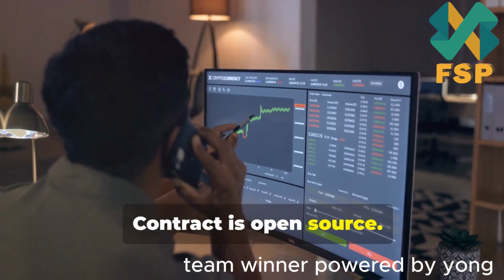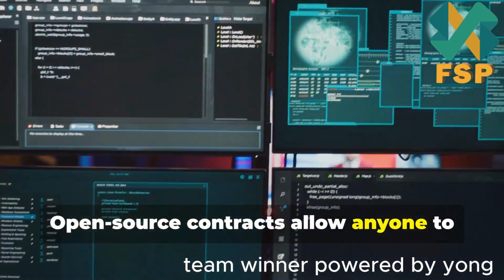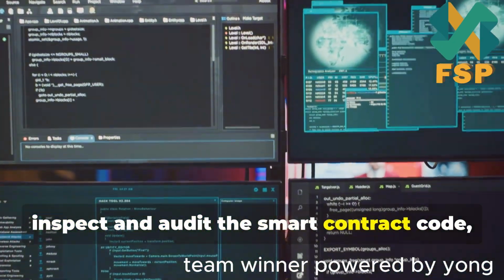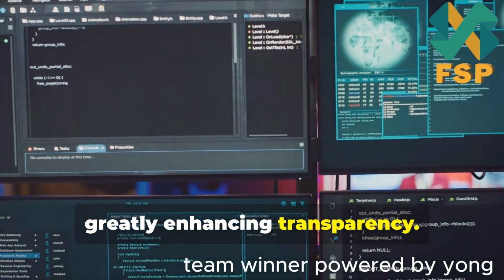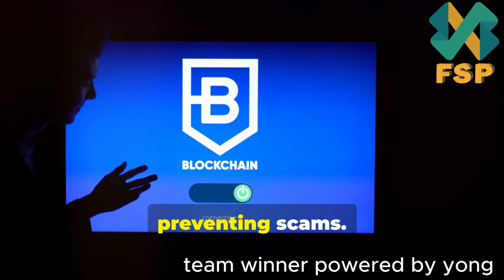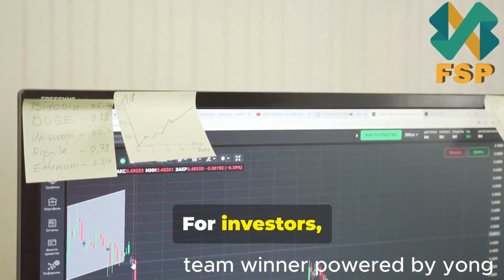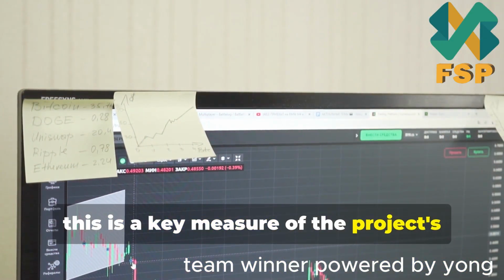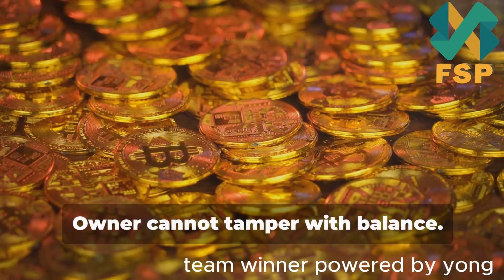4. Contract is open source. Open source contracts allow anyone to inspect and audit the smart contract code, greatly enhancing transparency. The community can review the contract for any malicious code, preventing scams. For investors, this is a key measure of the project's integrity and security.